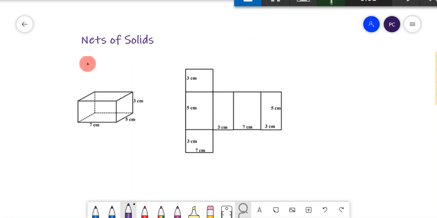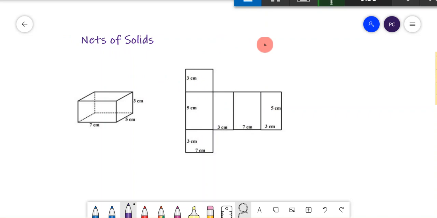Here we have what's known as a net of solid, or nets of solids. For example, we have this 3D object here, a rectangular shaped 3D object. We can see some dimensions mentioned on it in centimeters. Now if we imagine it was like a cardboard box and we flatten it out like so, this here is what's known as a net of solids.